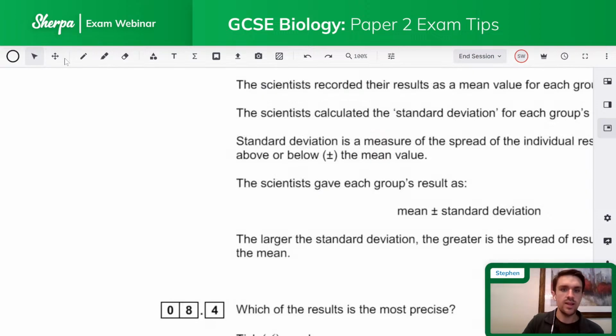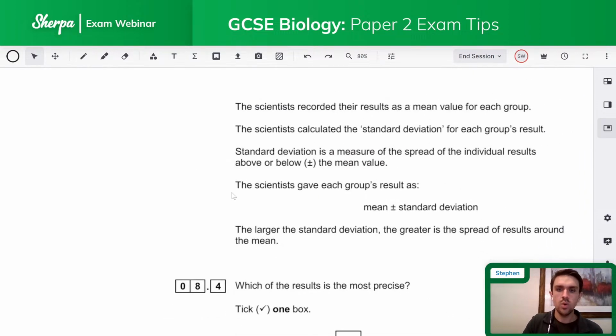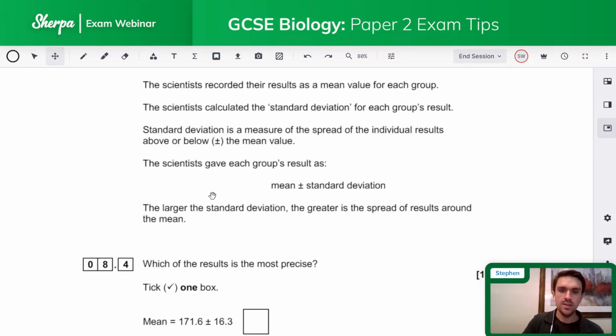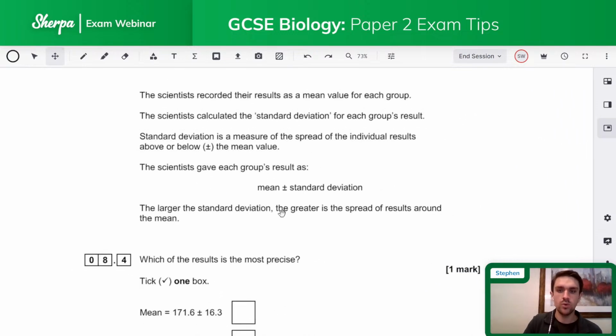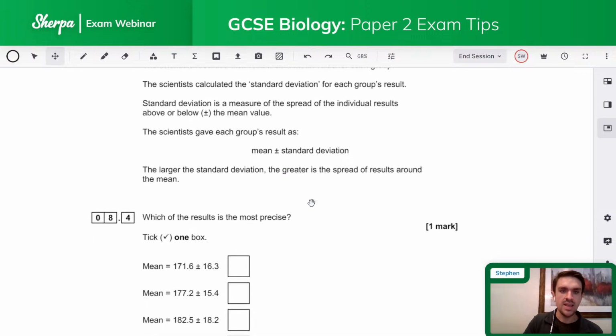Fantastic. The question then goes on to say, the scientists recorded their results as a mean value for each group. The scientists calculated the standard deviation for each group's results. Standard deviation is a measure of the spread of the individual results above or below the mean value. The scientists gave each group's results as mean plus or minus the standard deviation. The larger the standard deviation, the greater is the spread of results around the mean.